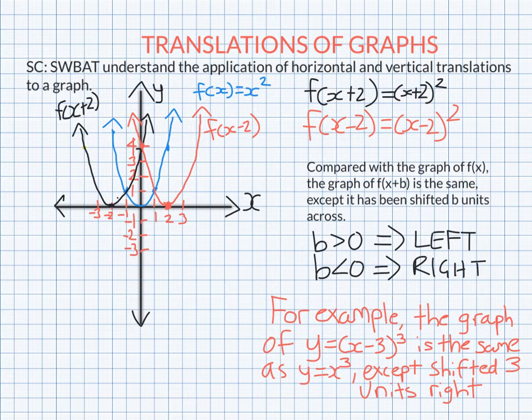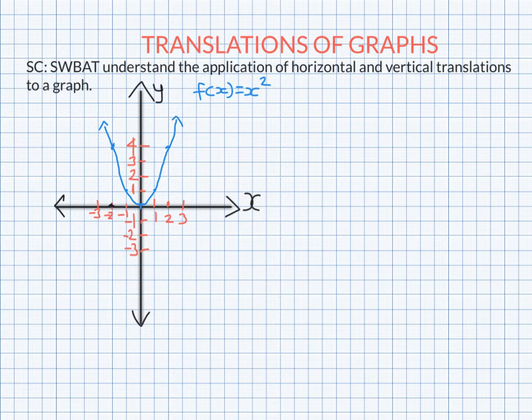Let's now look at vertical translations. So here again, we have the graph of f(x) = x squared. What if we were to graph f(x) + 1? This time the 1 is outside the brackets. Well, that would just be the graph of x squared + 1. So this would mean that every point on the blue would be shifted up 1.